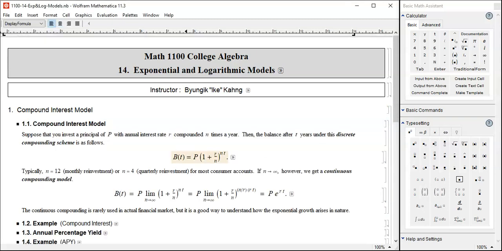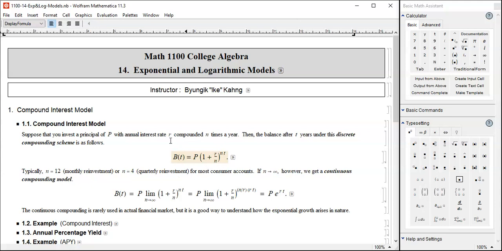It looks like this. Suppose that you invest a principal of P, say $1,000, with annual interest rate R, 2.5% for example, compounded n times a year, 12 times a year each month, or 4 times a year each quarter, kind of like that, and let it rest for a number of years. Then the balance will grow because the interest will keep compounding in, and what we have is this expression there.